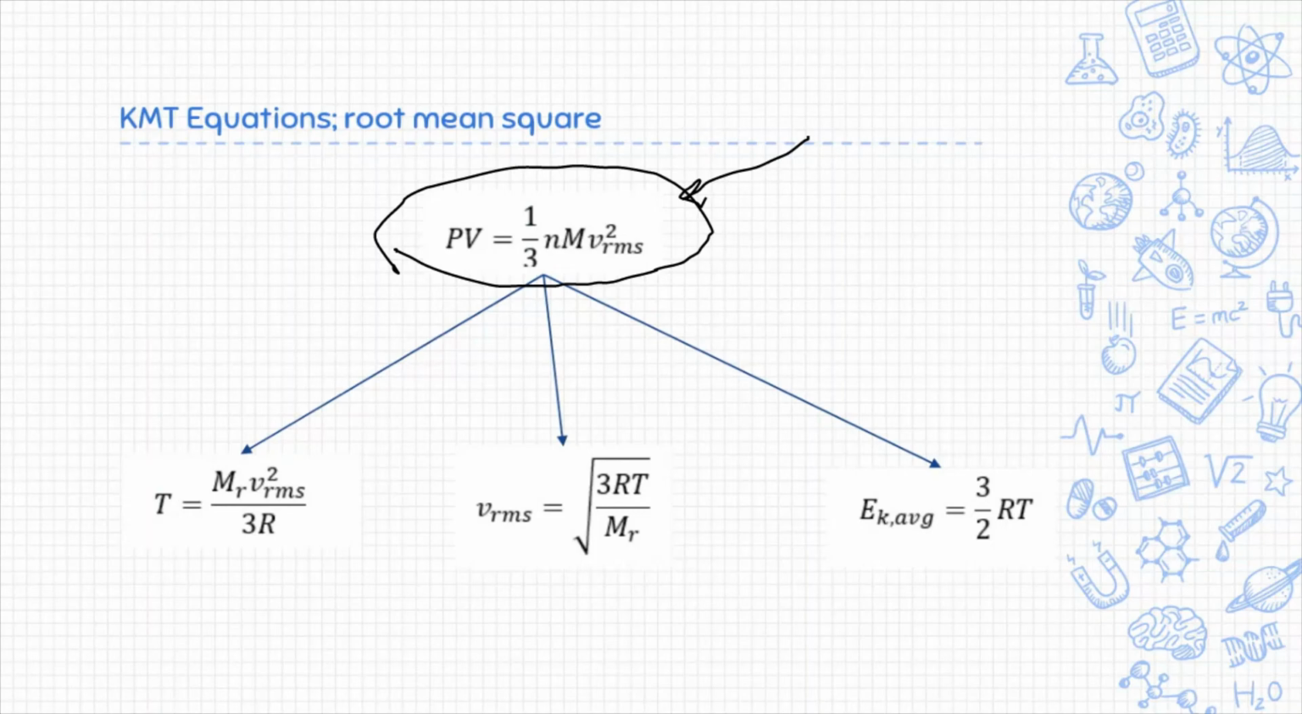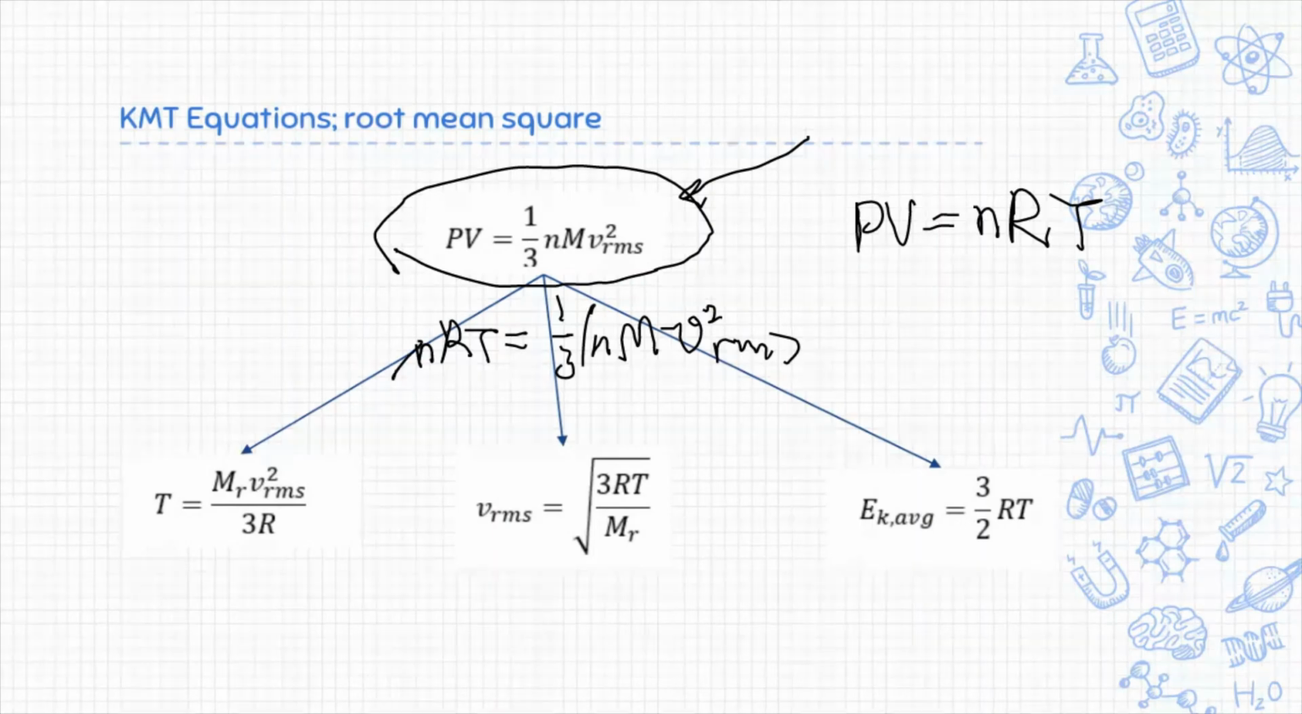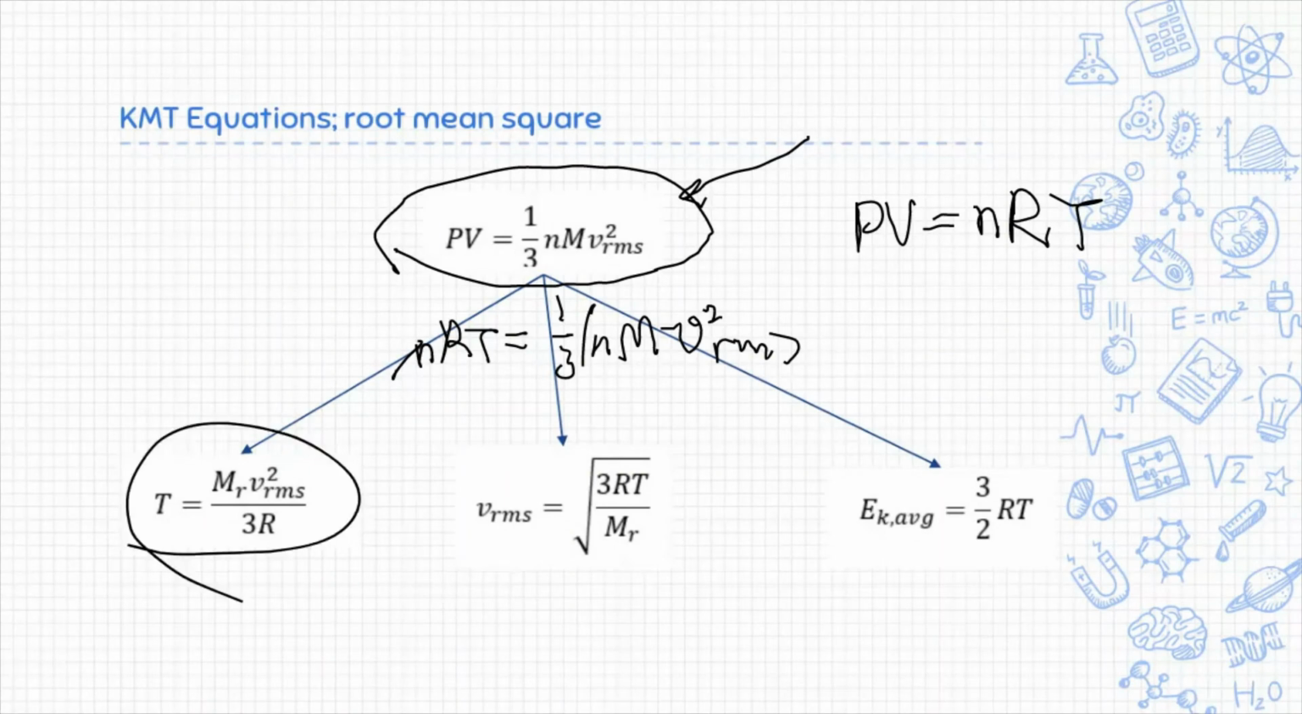Okay, so we know that PV equals nRT. If we plug in nRT here, we get nRT equals 1/3 n times molar mass times v squared, correct? We can cancel the n's, and if we divide both sides by T, we get this equation. And what does this equation tell us? Well, it gives you a relationship between temperature and velocity. That's all you need to know. And it's very important because I talked about how, as temperature increases, kinetic energy increases.